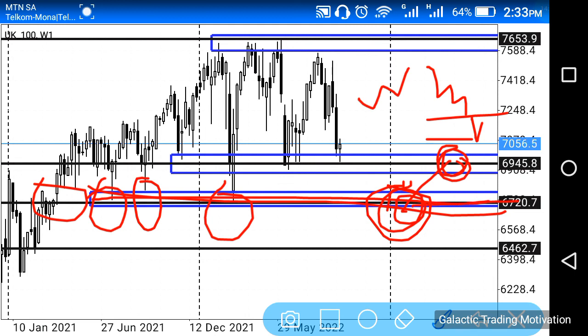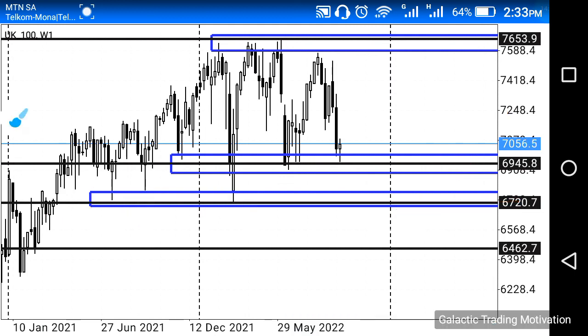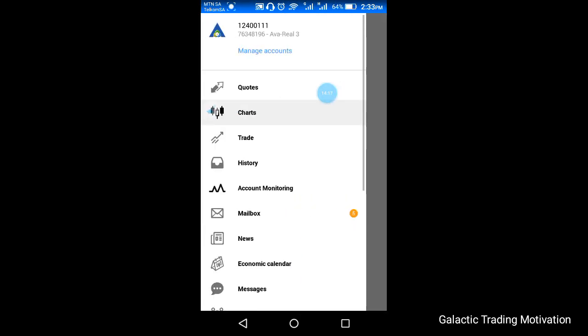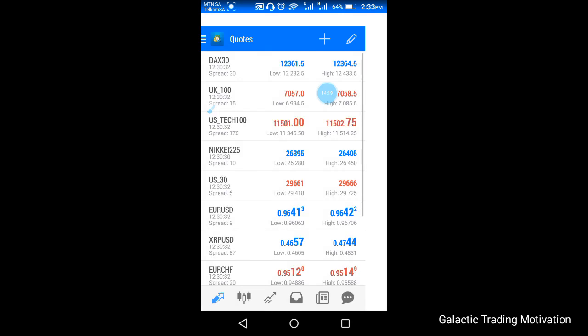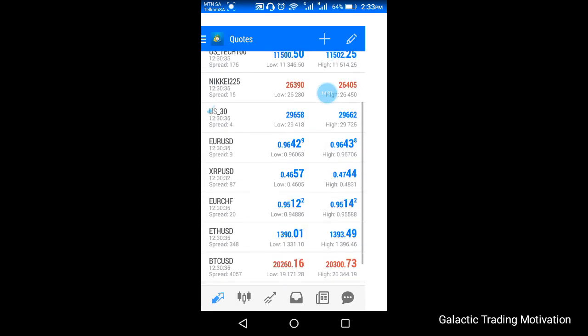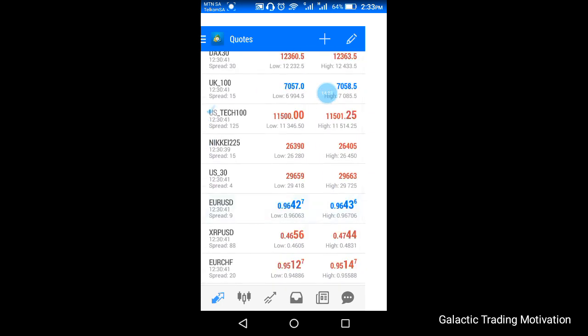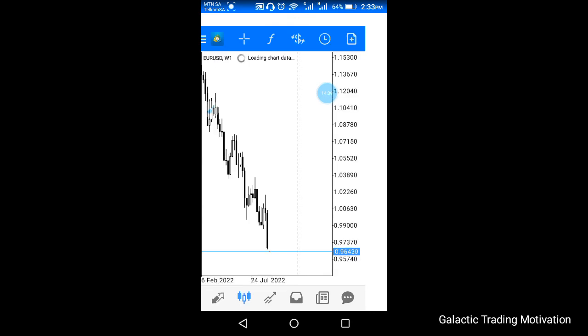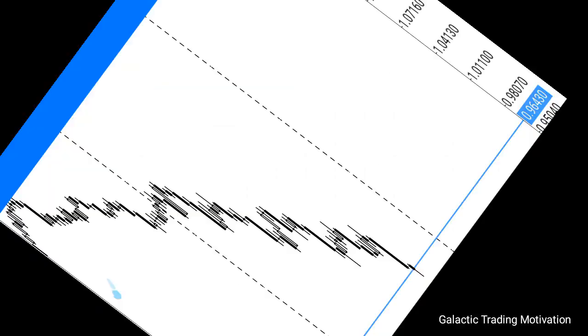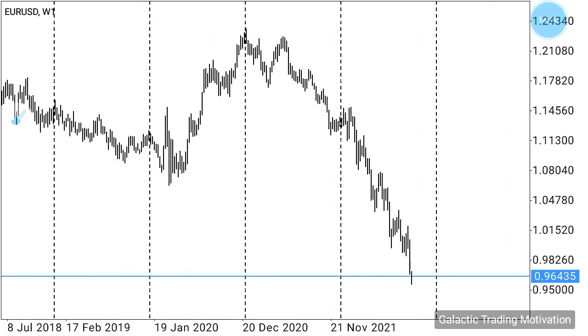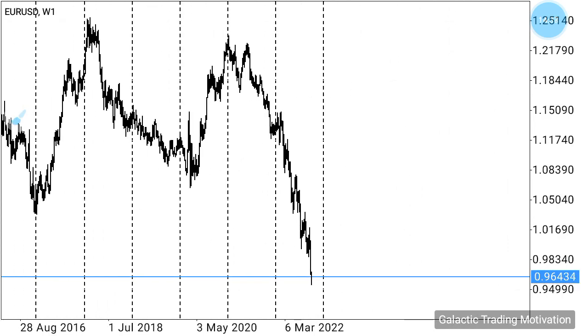So I'm just gonna do one more example, and then from there we'll see how things go, right? So let's see, what can we look at? Let's look at Euro USD, right? So here's Euro USD. As I said, guys, all we do is we look at the weekly chart, right? And we look for obvious support and resistance levels.